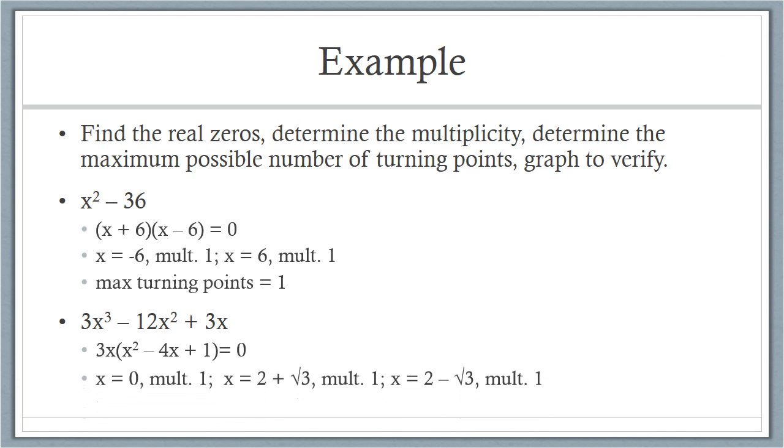You really can't factor that next part. Instead, you would have to put it into the quadratic formula. So we have x equals 0 with a multiplicity of 1, x equals 2 plus the square root of 3 with a multiplicity of 1, and 2 minus the square root of 3 with a multiplicity of 1. It's a cubic equation, so the most number of turning points it can have is 2.